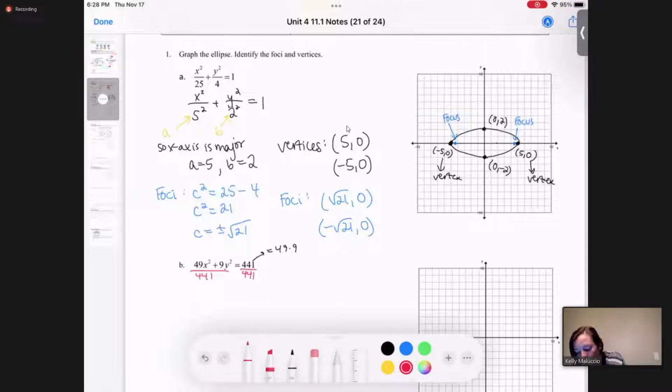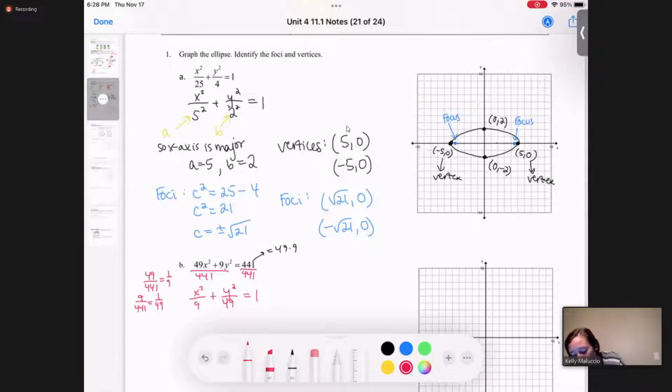Right? So I would get, 49 over 441 is actually 1 over 9. Okay, so I get x squared over 9. So 49, I'll write this off to the side. And then 9 over 441 is 1 over 49. So typically they will give you something nice, right? So now we have x squared over 9 plus y squared over 49 equals 1. Okay, so now this is my equation of the ellipse.